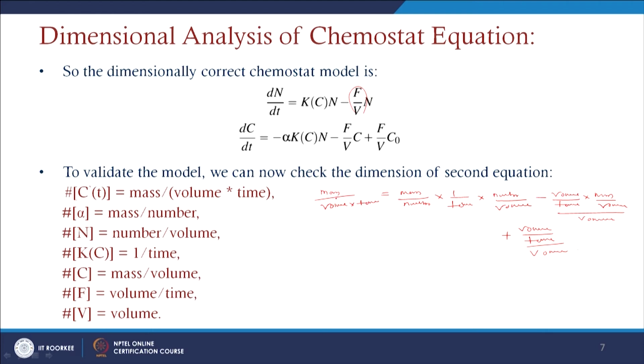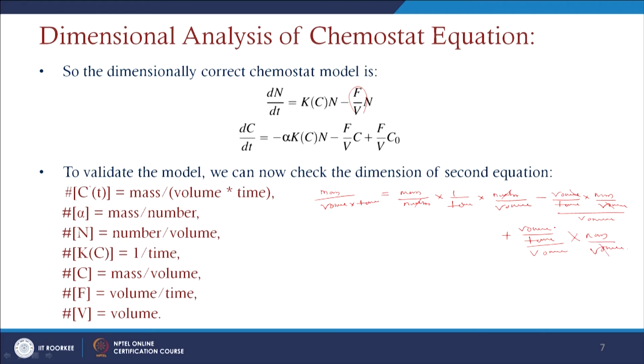If you just see here, the first one is mass per volume into time. This is also mass per number into time, and the number will cancel out, so we will have mass by volume into time here. Then the volume will cancel out. So this is mass per time into volume, and this is defined as f, a volume per time by volume, into c0, which can be written as a mass per volume here.